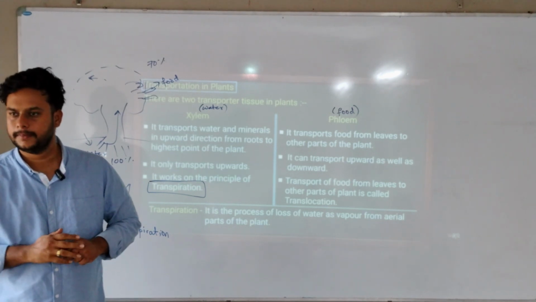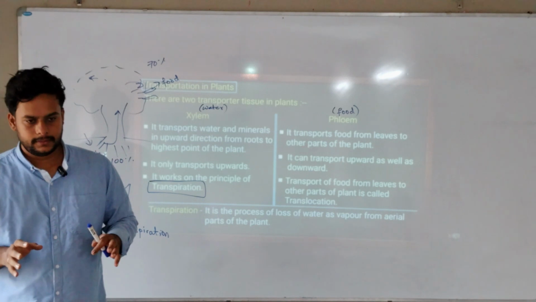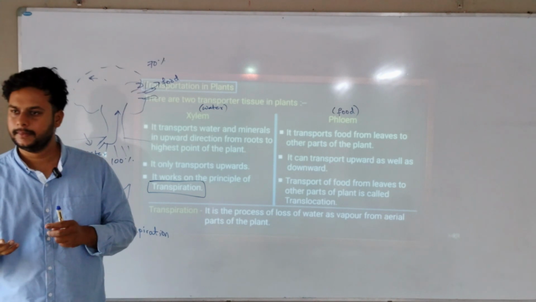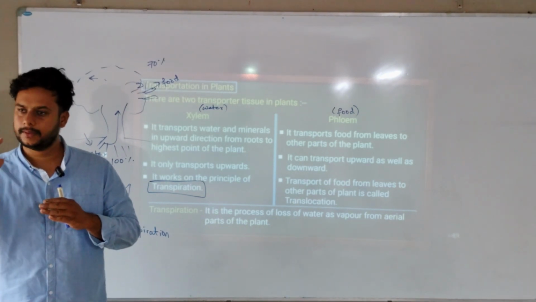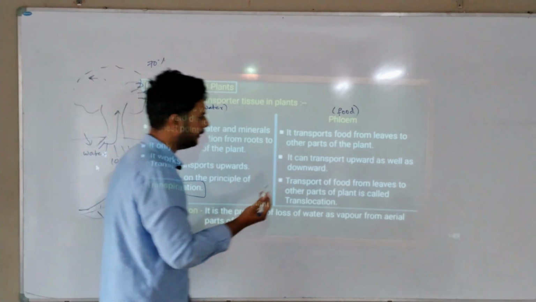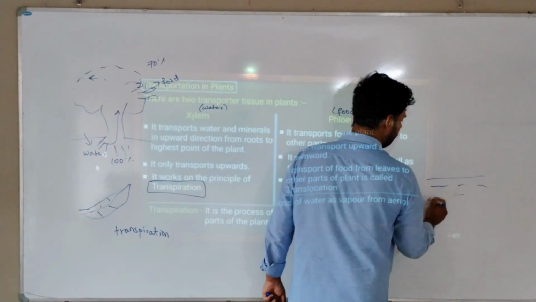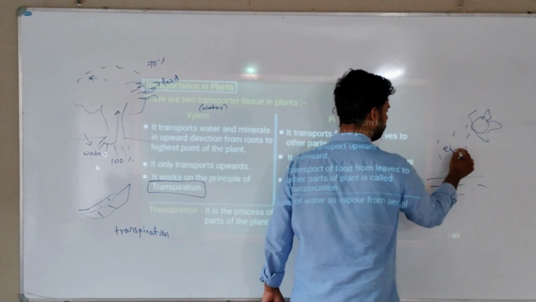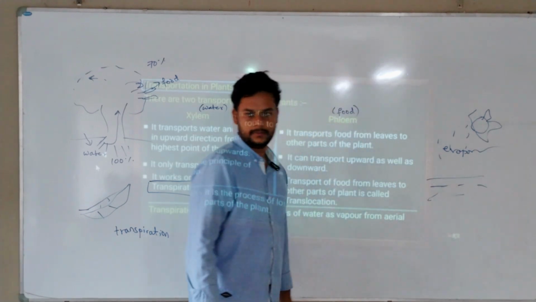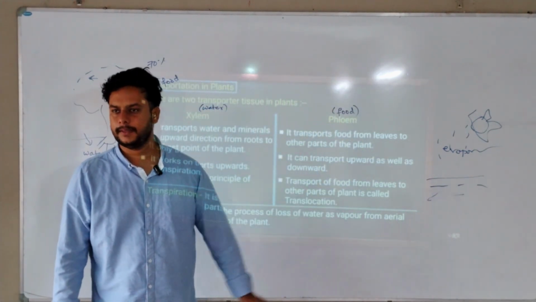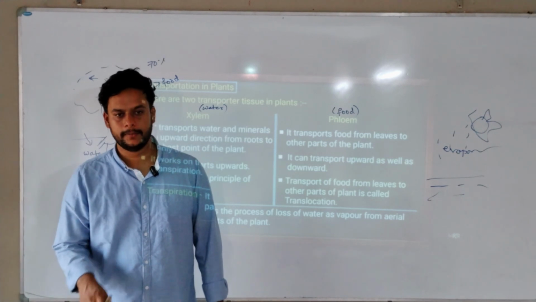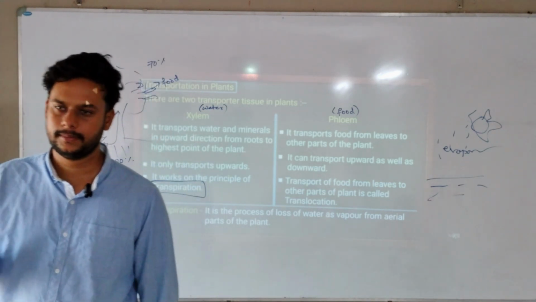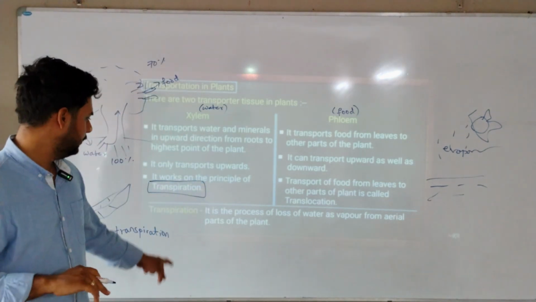Any doubts? Transpiration. Whatever water it has absorbed, in the hot sun, evaporation will take place. You may have seen a lake, when there is a hot sun, correct? Evaporation will take place. We have studied this. Yes or no? Similarly here in plants also. Plants also absorb water, so whatever water they have absorbed in the hot sun, evaporation will take place. So this evaporation process is called as what? Transpiration.